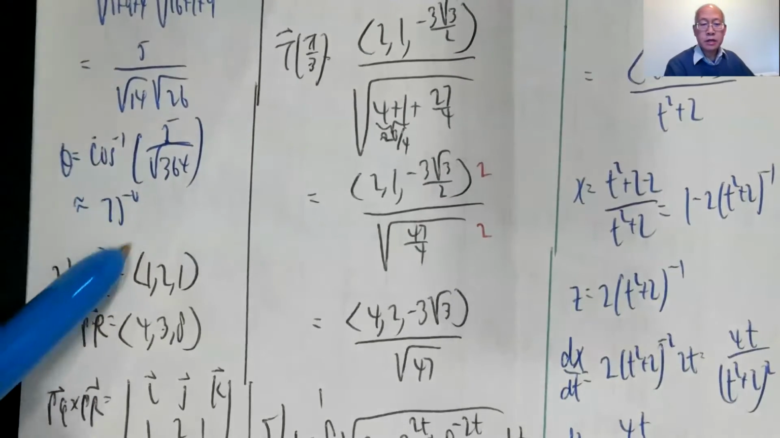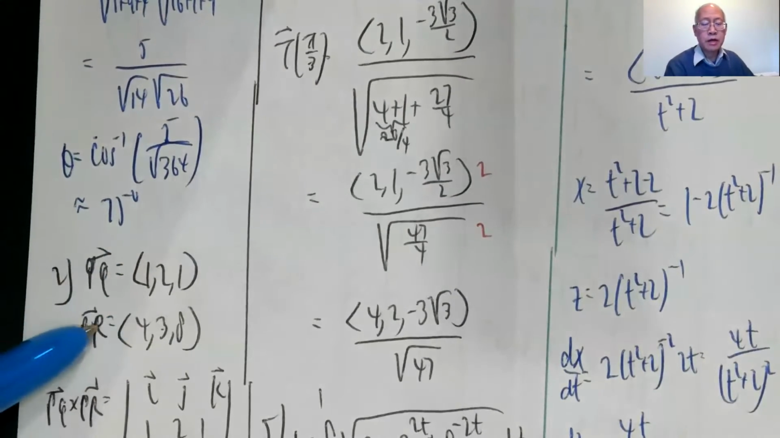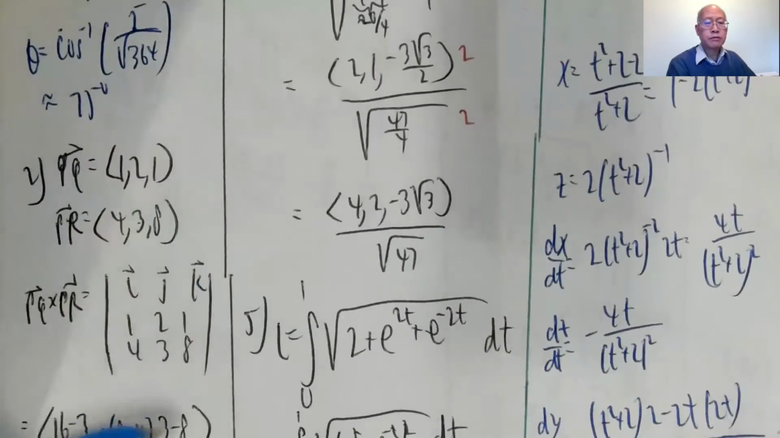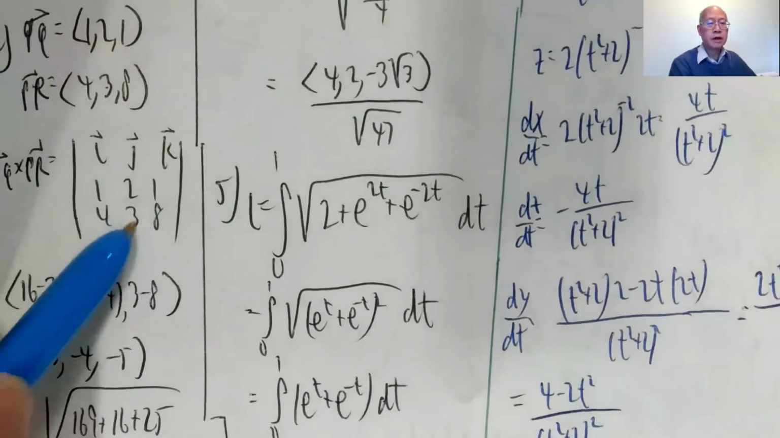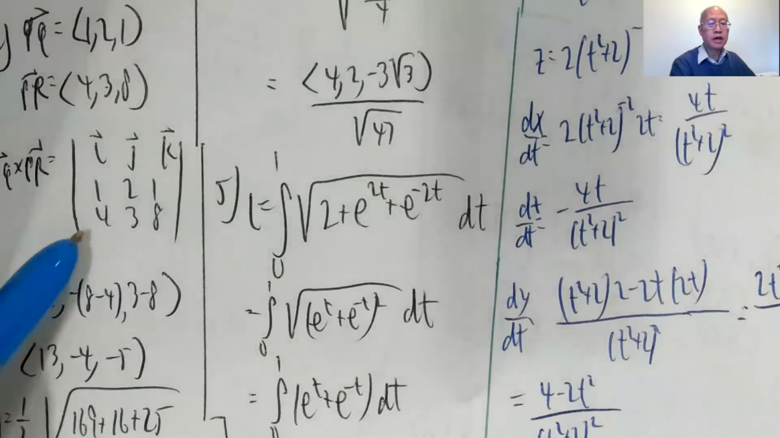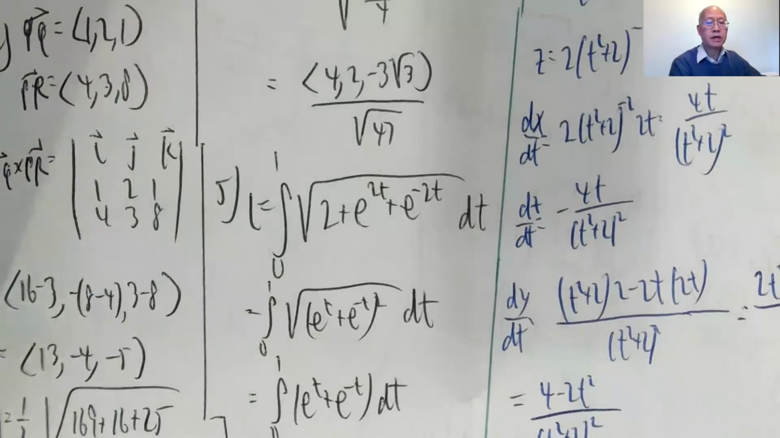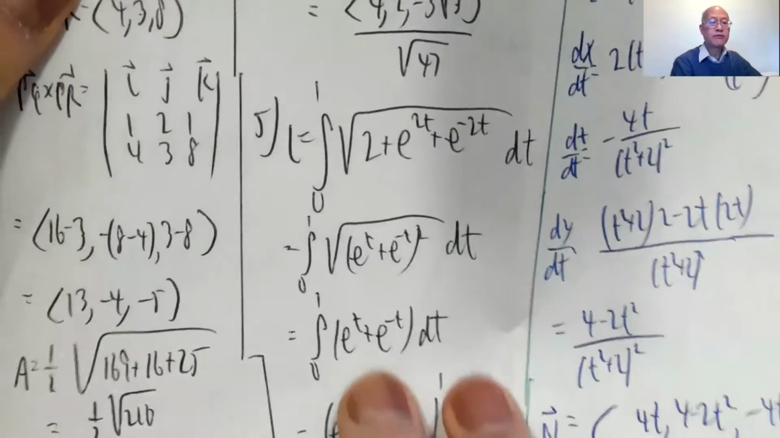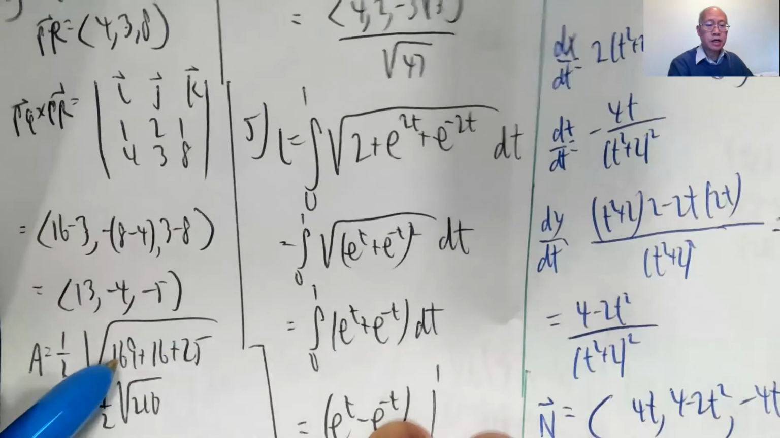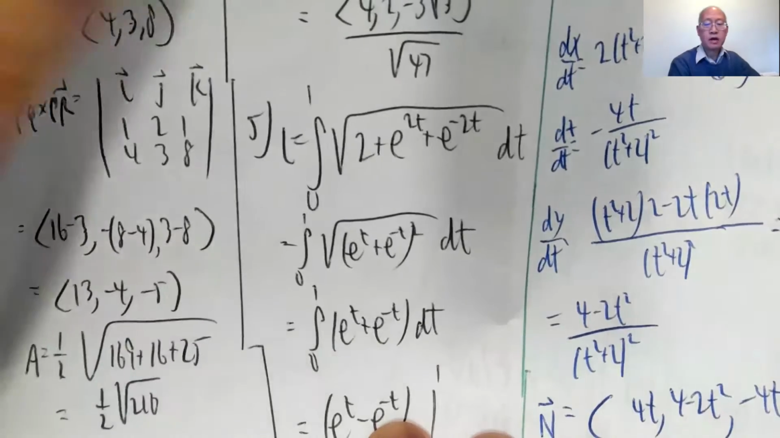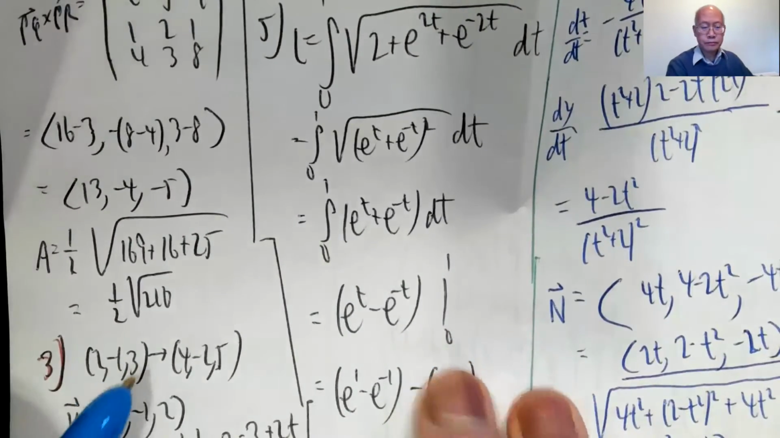Number 2, to go from P to Q is the vector 1, 2, 1. P to R is 4, 3, 8. Take the cross product, i j k, 1, 2, 1, 4, 3, 8, which is 16 minus 3, the opposite of 8 minus 4, and then 3 minus 8. It's 13, -4, -5. The area is half the area of the parallelogram, so 1/2 the square root of 169 plus 16 plus 25, 1/2 of radical 210.